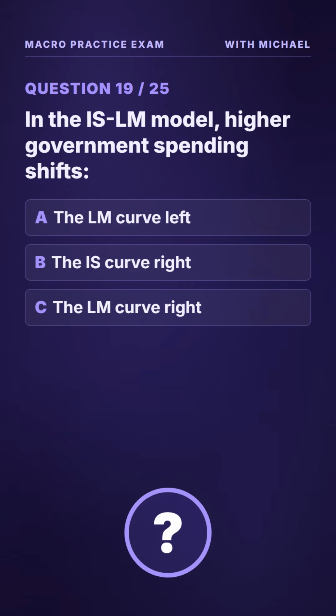Question 19. In the ISLM model, higher government spending shifts A. The LM curve left. B. The IS curve right. C. The LM curve right.